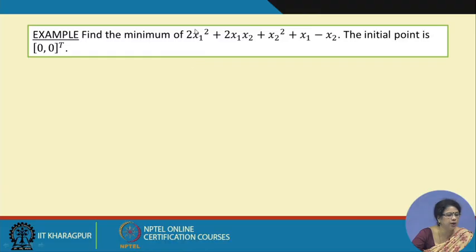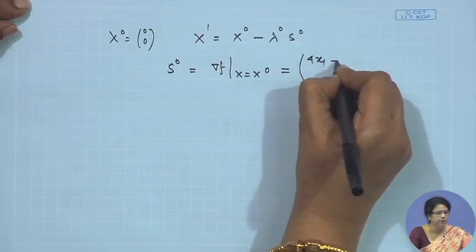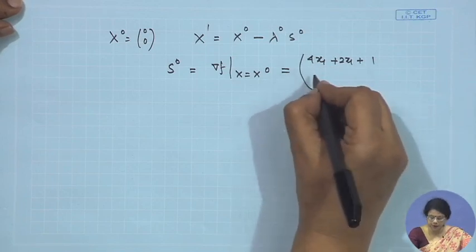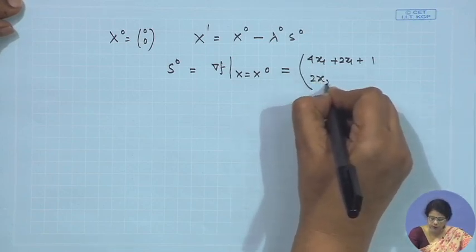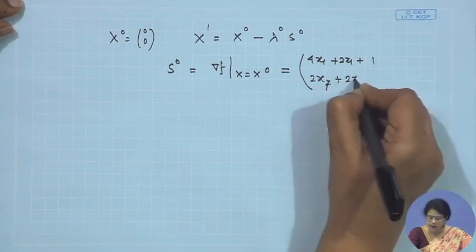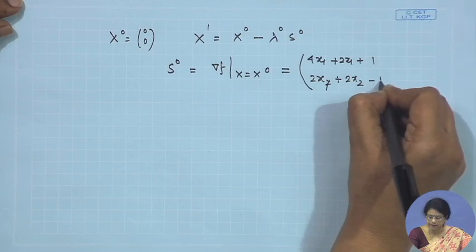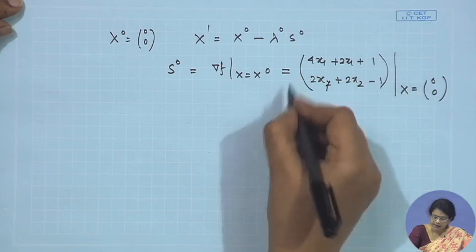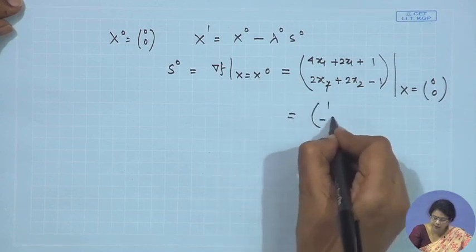The function is 2x1 square plus 2x1 x2 and so on. That is why the first component of grad f would be the partial derivative with respect to x1, which is 4x1 plus 2x2 plus 1, and the other component with respect to x2 is 2x1 plus 2x2 minus 1. This is the grad f at x equal to 0 0, so the value will come as 1 minus 1.